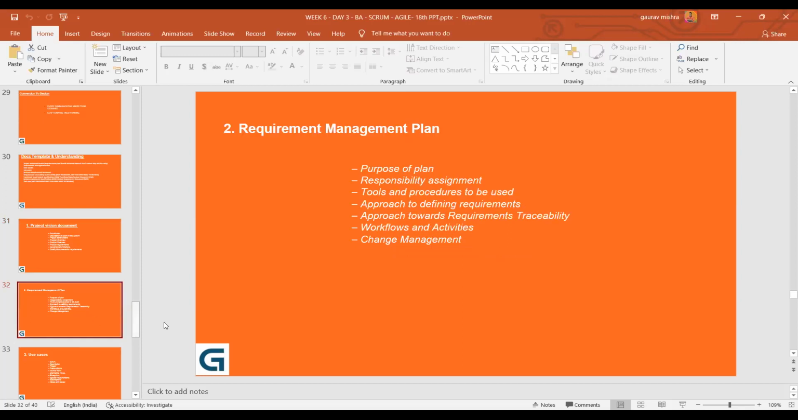Then comes the requirement management plan. When we are talking about the requirement management plan, it has various ingredients. It has various sections, like the purpose of this requirement plan, which should be clear. That will go in the purpose of plan. Then comes responsibility assignment, where what kind of assignment every user has will be clarified in this section. Then comes tools and procedures to be used, which will come under this section.